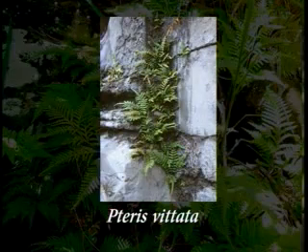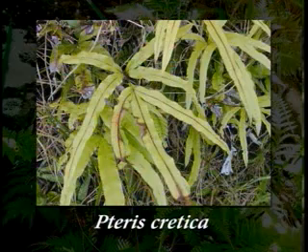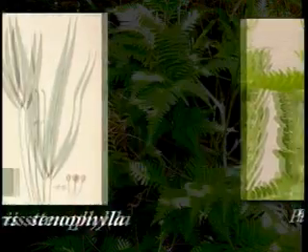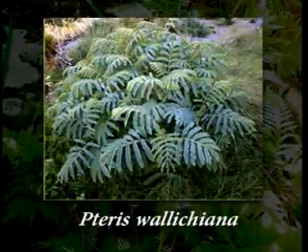The species grow in moist, shady forests and on hillsides. Many species are found on the roadsides and valleys of western and northwestern Himalaya. The common species in India are Pteris vittata, Pteris cretica, Pteris biaurita, Pteris quadriaurita, Pteris stenophylla, and Pteris wallichiana.